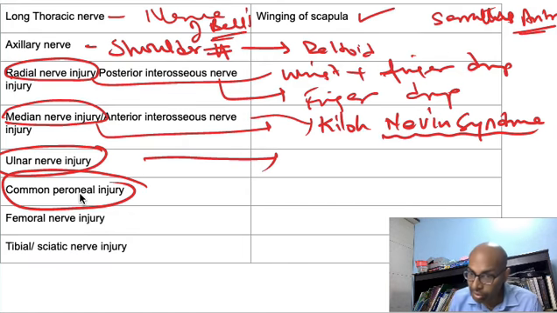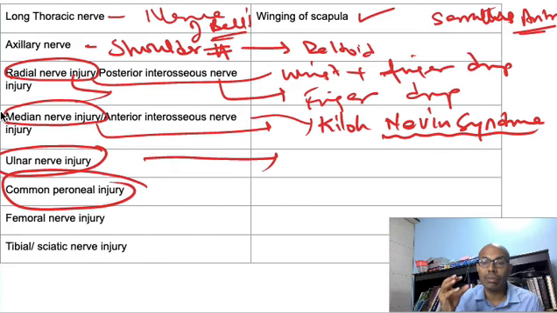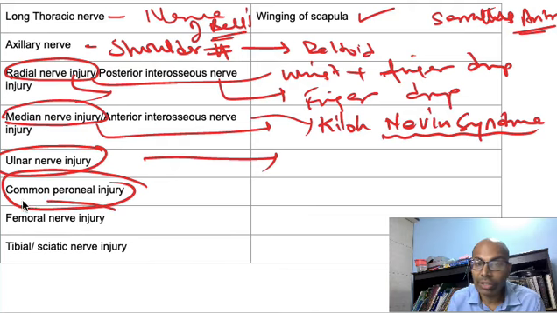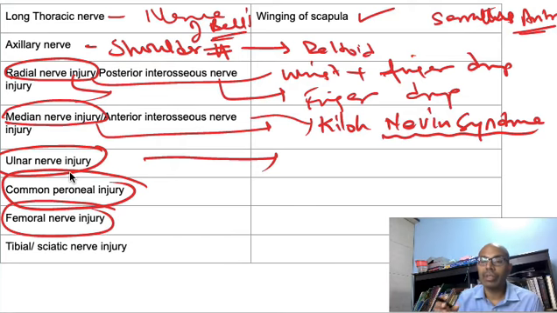It has poor prognosis. Among all these nerves, which has the best prognosis? It is the radial nerve which has the best prognosis, because it has almost a pure motor component, and therefore it recovers very well. Then you have the femoral nerve injury, which is very uncommon, and it supplies the quadriceps muscle and causes weakness of knee extension. So femoral nerve injury is extremely uncommon.